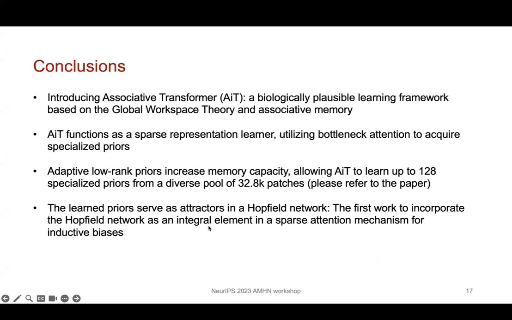To summarize, we introduced the Associative Transformer, AiT, a biologically plausible learning framework based on the global workspace theory and associative memory. The AiT functions as a sparse representation learner, utilizing the bottleneck attention to acquire specialized priors. Adaptive low-rank priors increase the memory capacity, allowing the AiT to learn up to 128 specialized priors. We recommend referring to the paper for more details. And finally, the learned priors can serve as attractors in the Hopfield network, which is the first work to incorporate the Hopfield network as an integral element in a sparse attention mechanism for inductive biases.